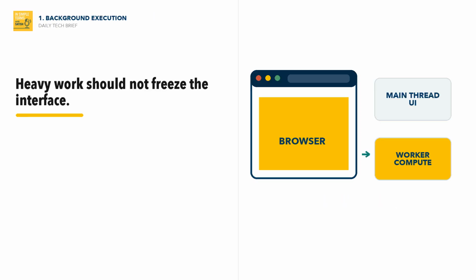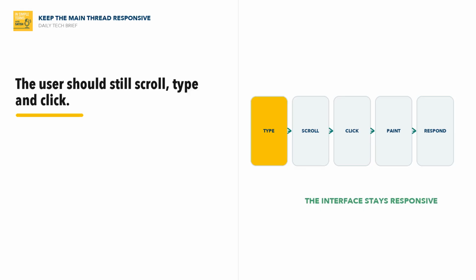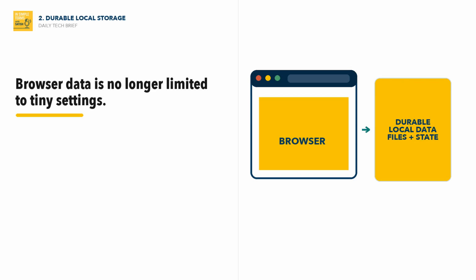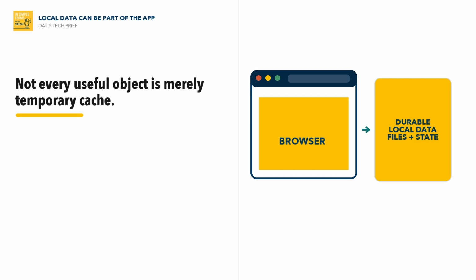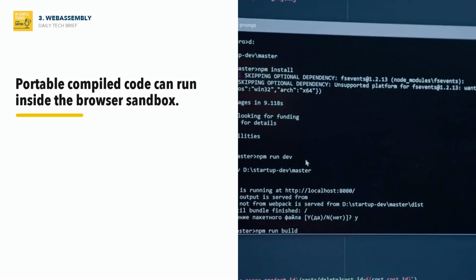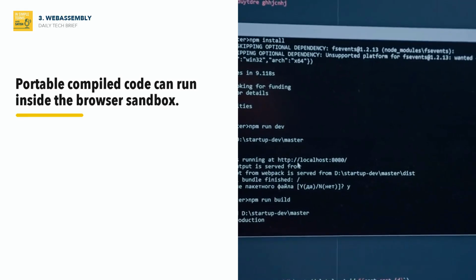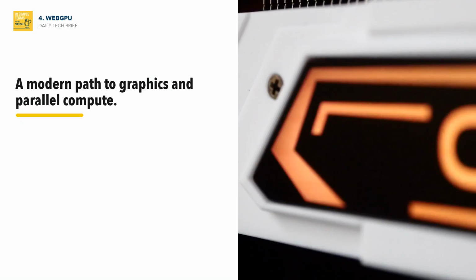One big piece is background execution. Browsers have worker threads, which means heavy work does not always need to block the main interface. That makes it much easier to do computation without turning the page into a frozen mess. Another piece is local storage. Modern browser storage is no longer only about tiny settings or temporary cache. The web platform now includes a private file storage model that is optimized for better performance and more serious local data handling. Then there is WebAssembly, which lets software compiled from languages beyond JavaScript run in the browser in a portable way. And there is WebGPU, which gives the browser a much more modern path to graphics and compute work.